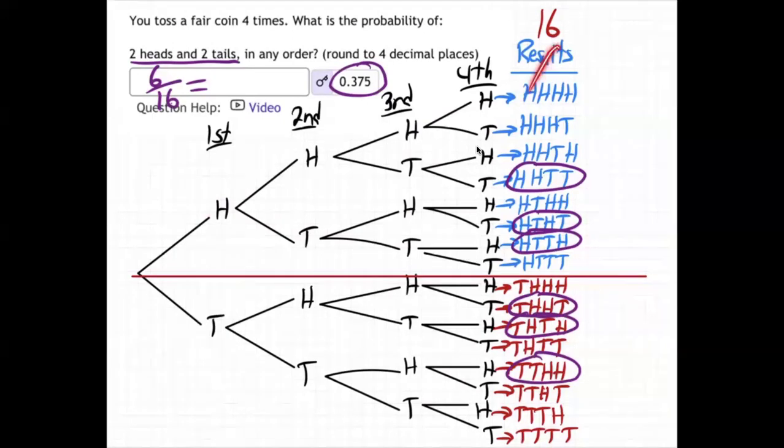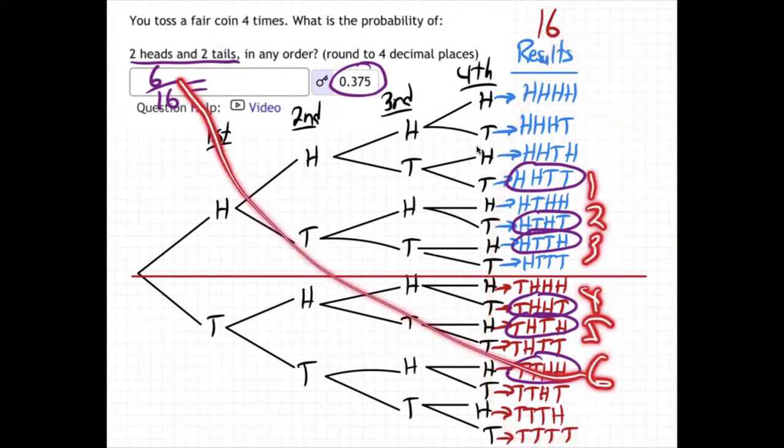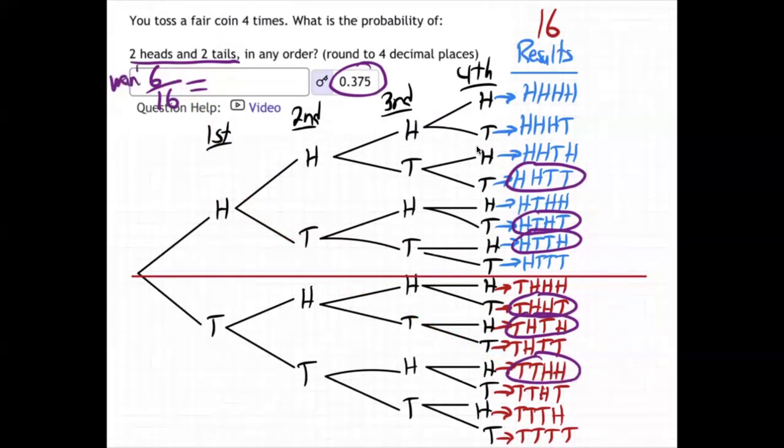Does that make sense? Out of 16 possible things that can happen when you flip a coin 4 times, 6 of them, 1, 2, 3, 4, 5, 6 of them out of 16, right? Because we always do the number we want over the total number whenever we do probability. 6 out of 16 or 0.375 is the chance.